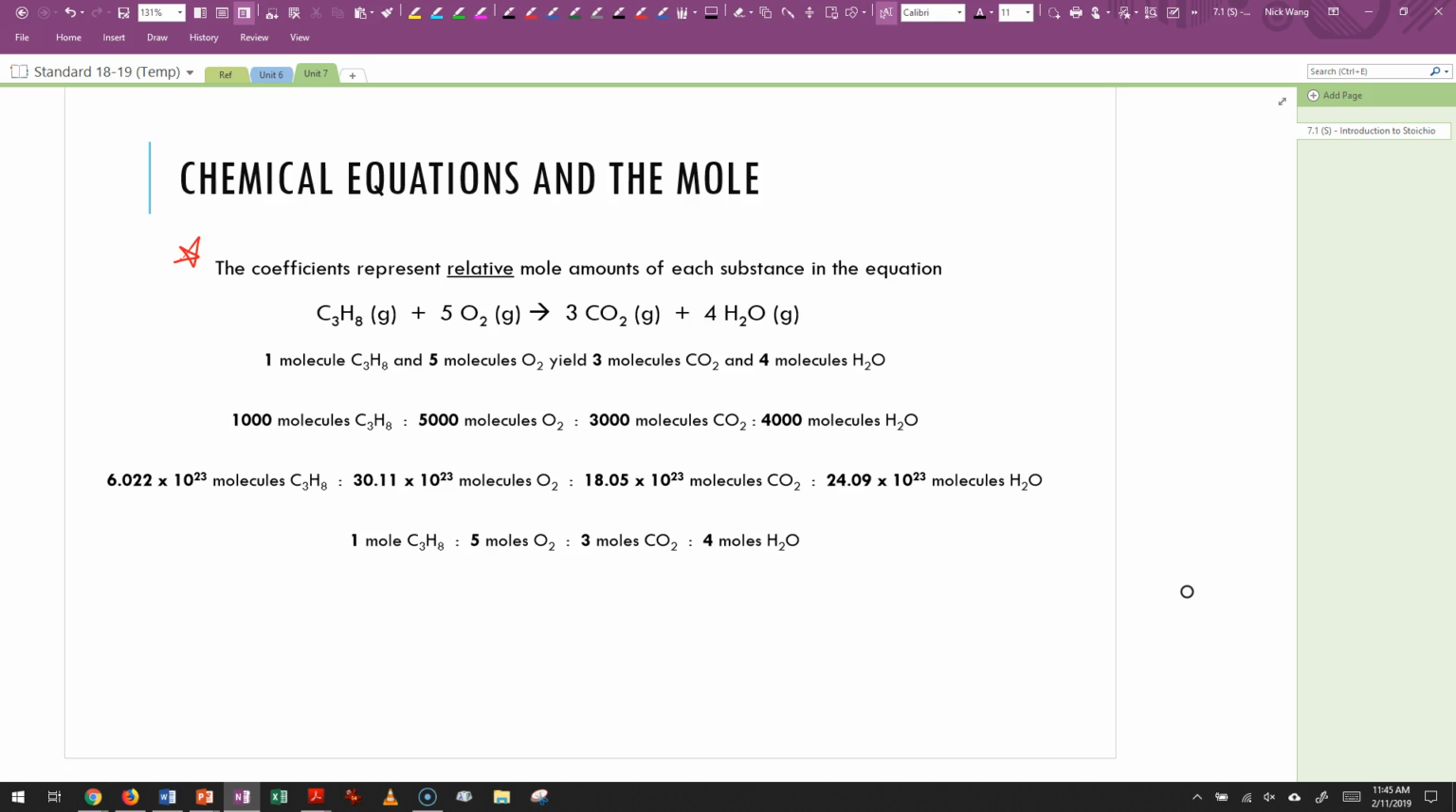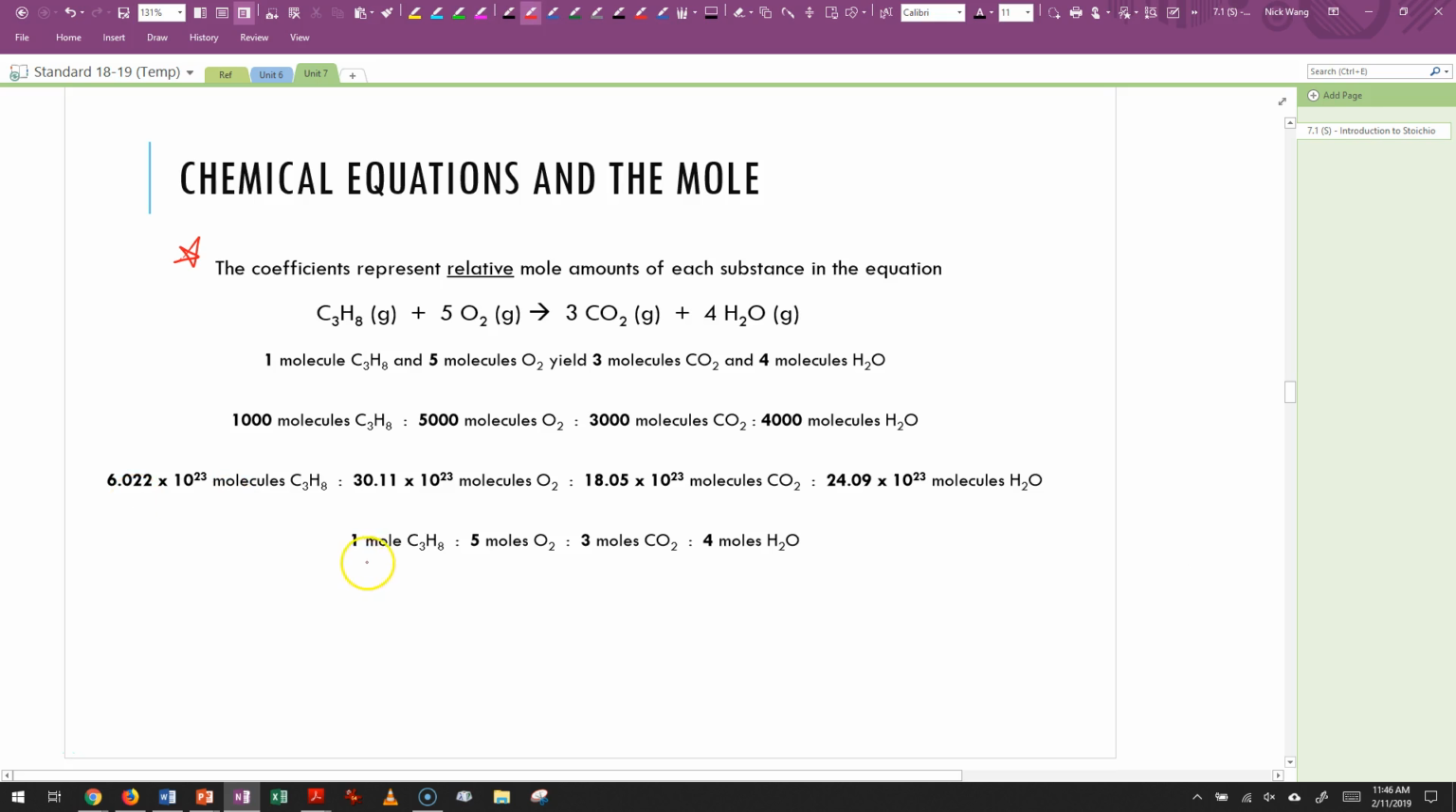If I expand that a little more, let's look at this first number, 6.022 times 10 to the 23 molecules. That's convenient. 30.11 times 10 to the 23 molecules, so on and so forth. Well, again, those numbers might not make immediate sense to you right now, but they're actually in the same ratio of 1 to 5 to 3 to 4, but instead they use Avogadro's number, a huge number of molecules. So if I have a huge number of molecules, how can I more easily count them? I can use the mole amount instead.